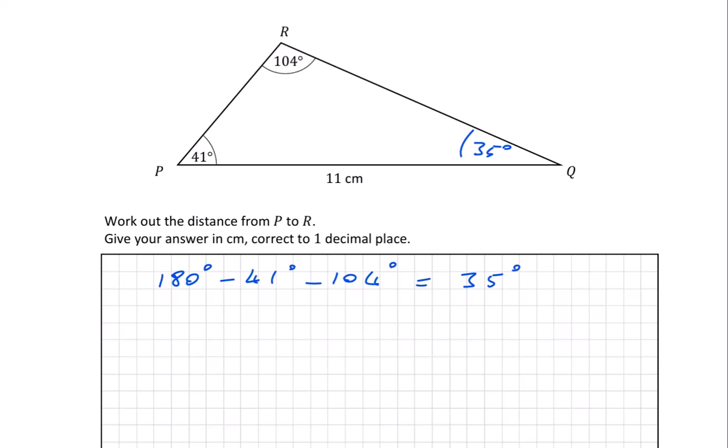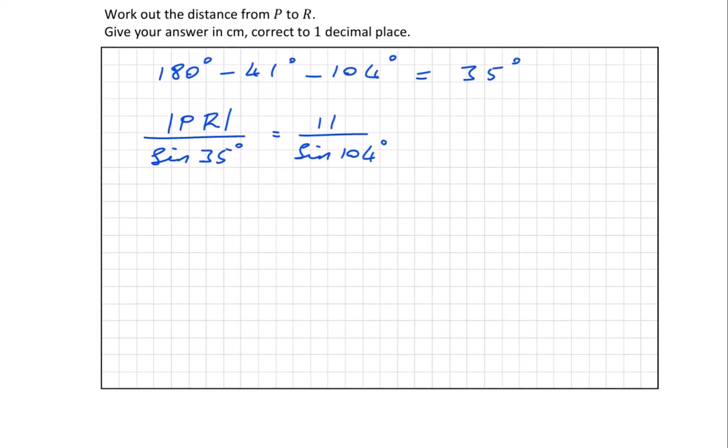So now we can use the sine rule. So I'm going to say the distance from P to R is divided by, I should say, the sine of 35 degrees is equal to the distance from P to Q, which is 11, divided by the sine of the opposite angle, which is 104 degrees. So this is what I've just got to solve here. So when you have a fraction equal to a fraction here, you can cross multiply. So I can say the distance from P to R times sine 104 degrees is equal to 11 times sine 35 degrees.